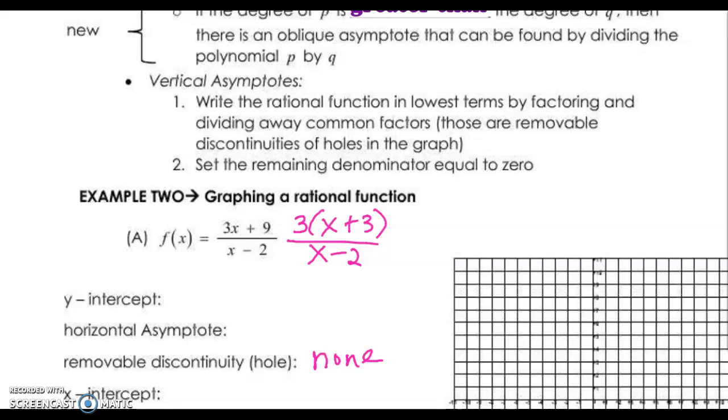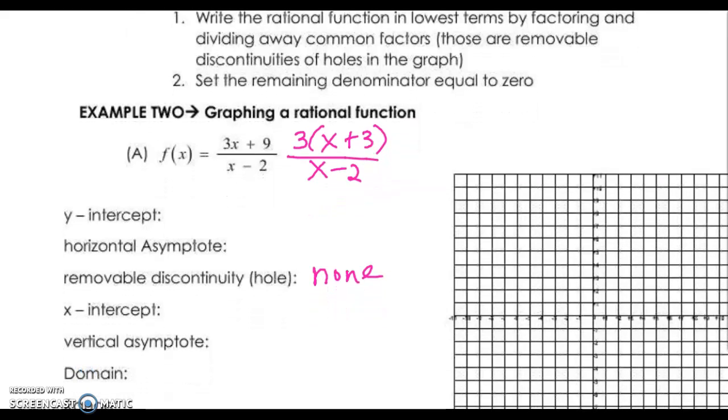Now the next thing I usually like to do is the vertical asymptotes, which are so simple. I know I'm going to have a vertical asymptote where the denominator can be equal to 0. So that vertical asymptote is going to be at x equals 2, because 2 minus 2 makes that denominator 0. Can't have a 0 in the denominator. So I've got my vertical asymptote.